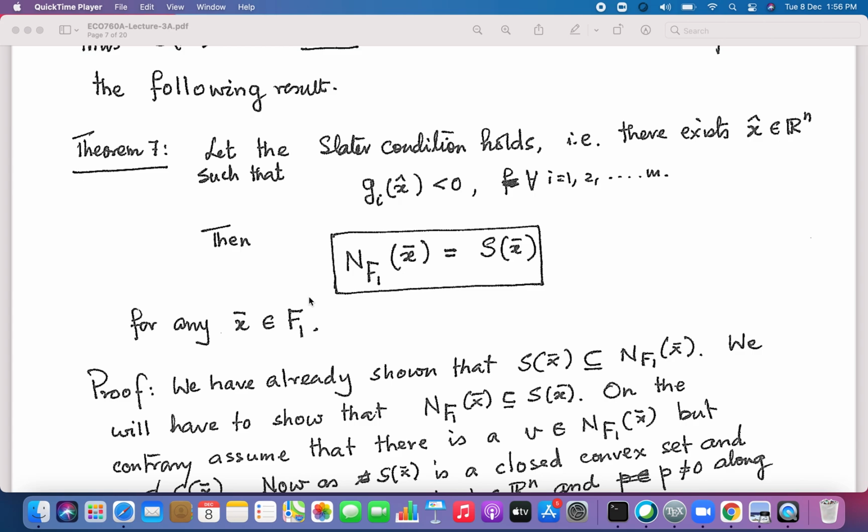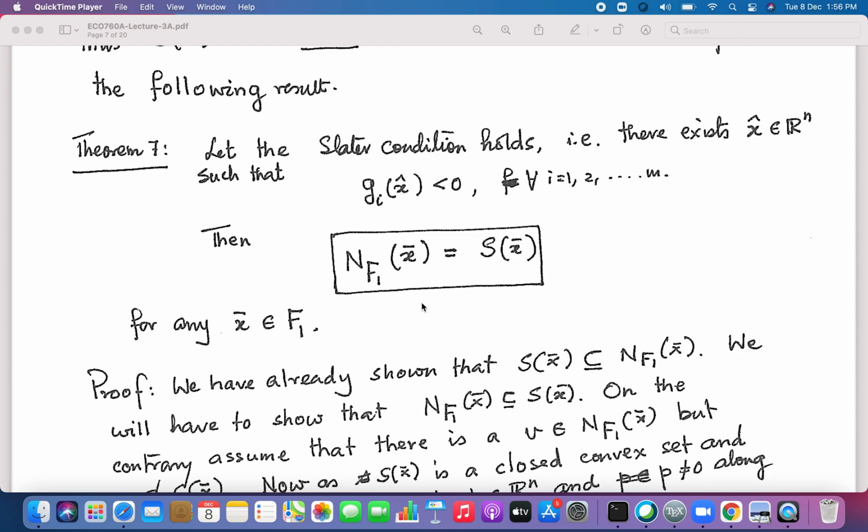This is a very, very fundamental result of convex optimization because it tells you what the Lagrange multipliers are doing. Who are they? They generate an element of the normal cone to F1 at x bar in such a way that that element is exactly the negative of the gradient of f at x bar. So that's the key idea. Now let us see how we can show that this normal cone to F1 at x bar is equal to S of x bar.